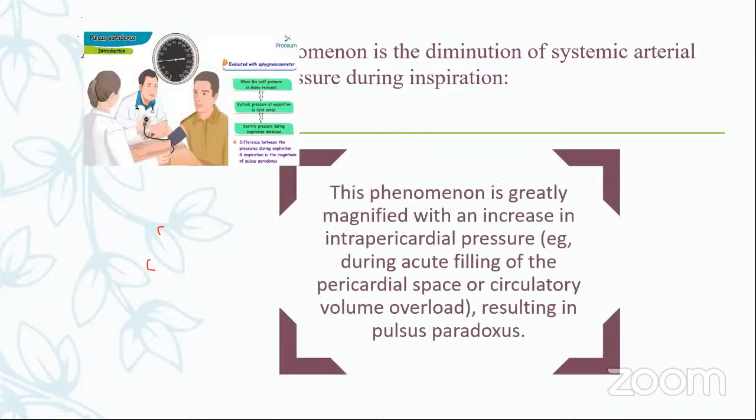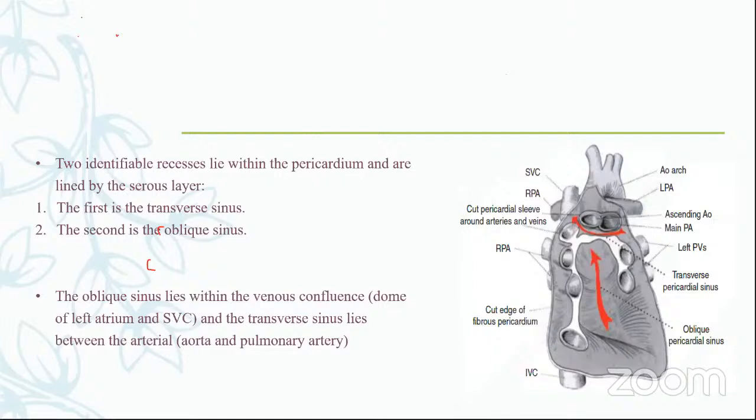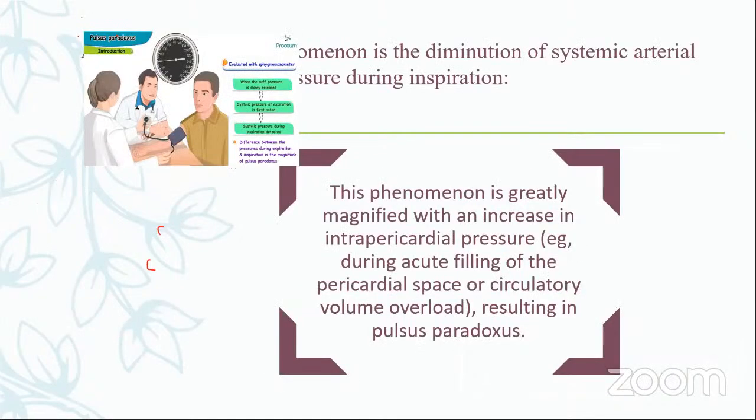This phenomenon is greatly magnified with an increase in intrapericardial pressure, for example, during acute filling of the pericardial space, resulting in pulsus paradoxus, which is a decrease in the systolic blood pressure during inspiration of more than 10 millimeters of mercury.